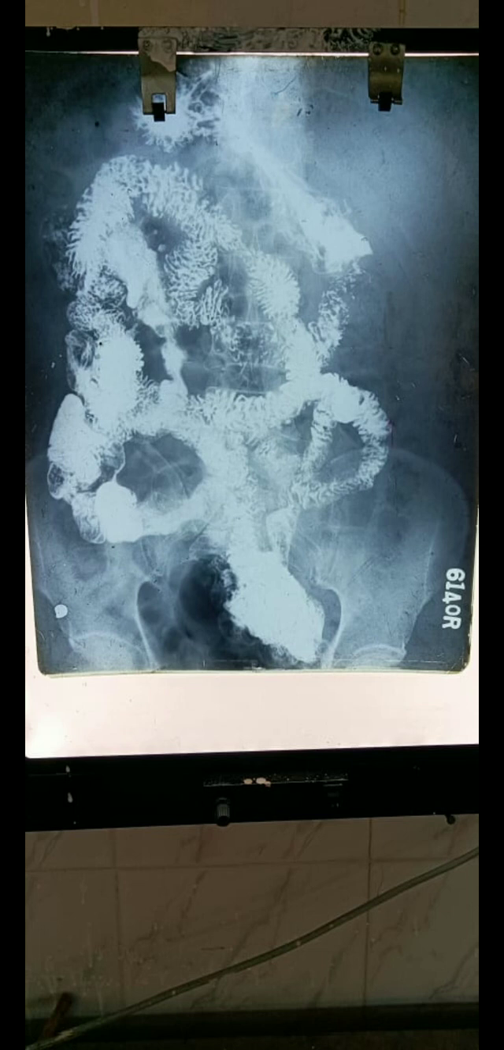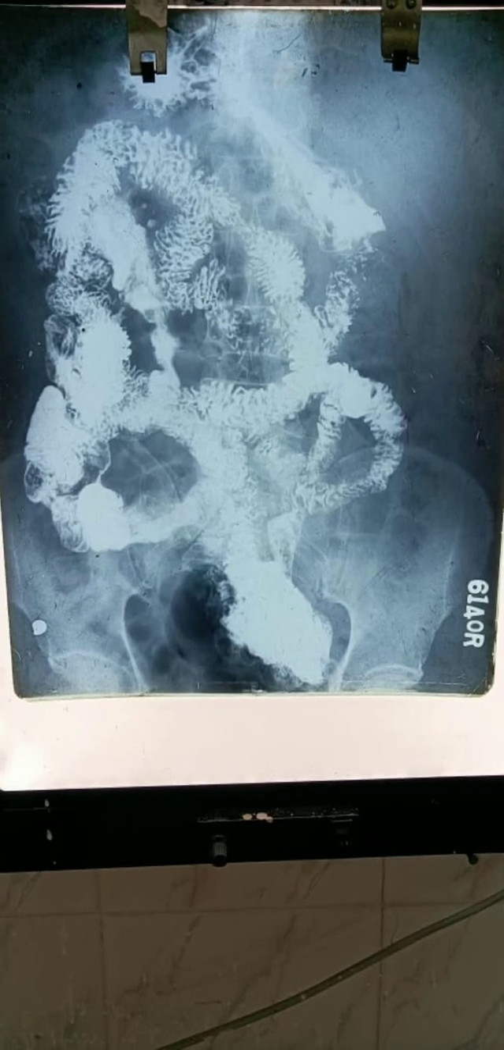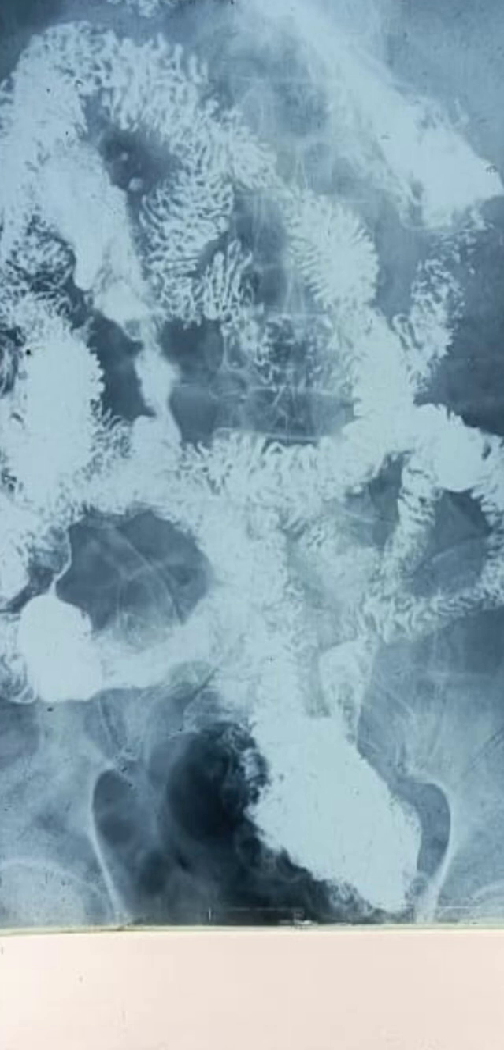Today's interesting topic is contrast radiograph of the abdomen. In this contrast radiograph of the abdomen, we can see a fern-like pattern. This fern-like pattern is depicting the mucosal fold, the plica circularis of the small intestine. So these are the coils of small intestine in the patient.